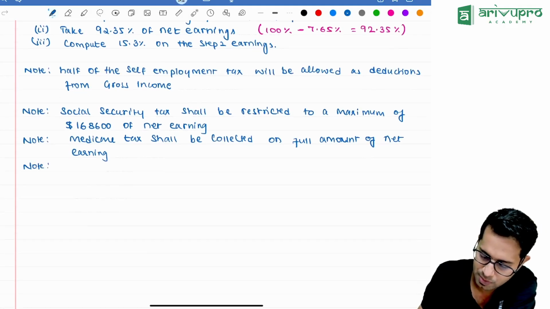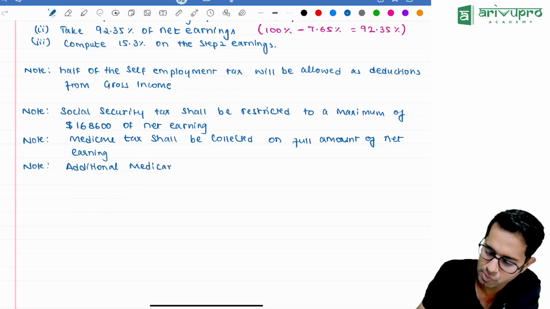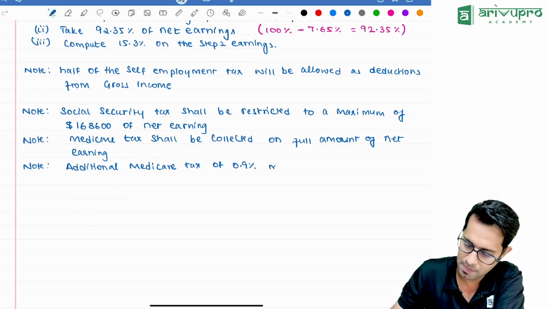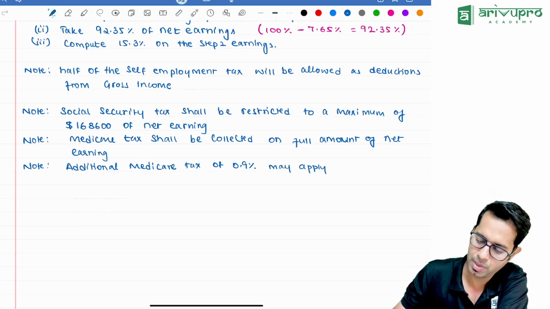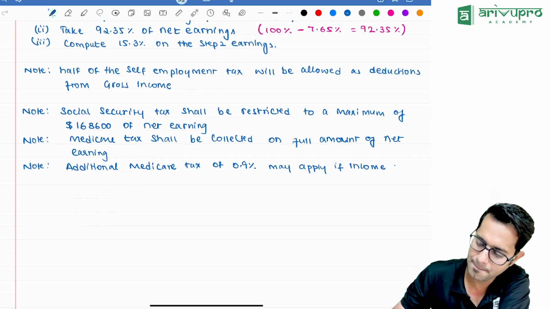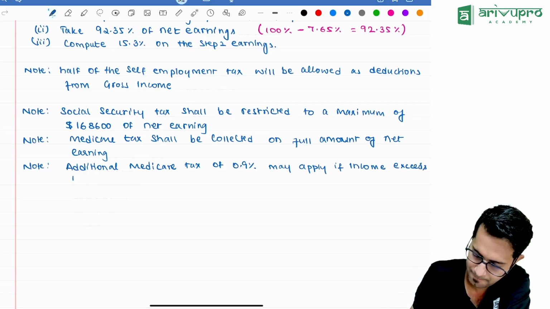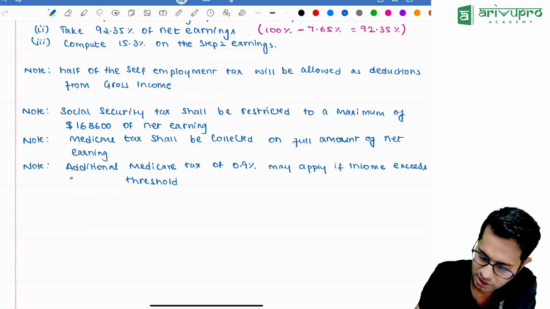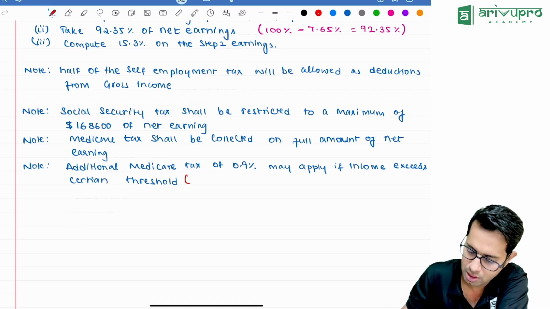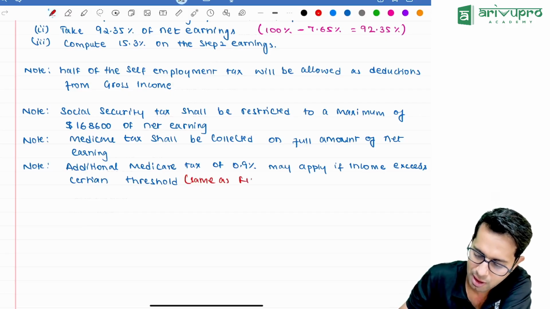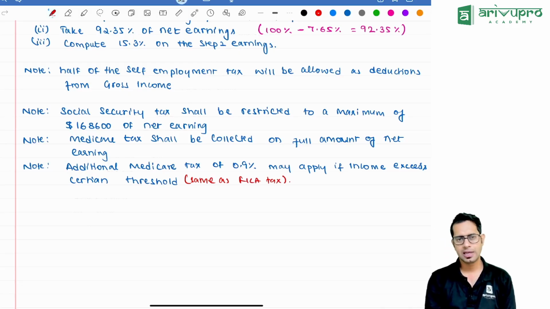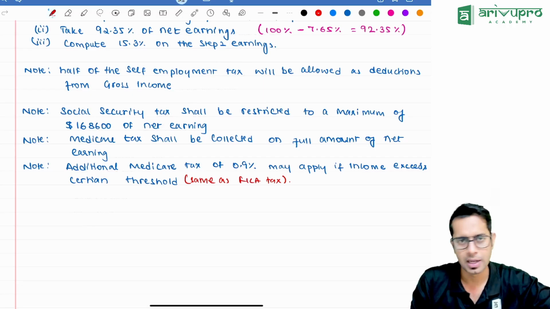And note number 4, additional Medicare tax of 0.9% may apply if income exceeds a certain threshold. Sir, what is this threshold? Threshold is same as FICA tax. This threshold limit is same for both the people, whether you are earning income by way of wages or you are earning income because of your self-employment. The threshold limit will be same.